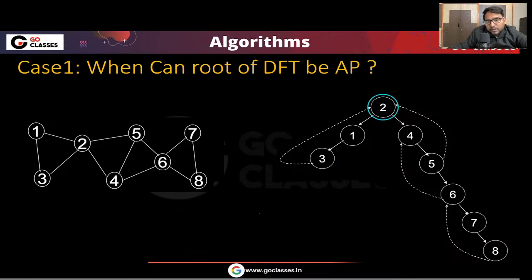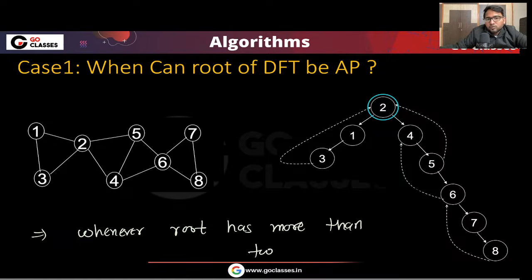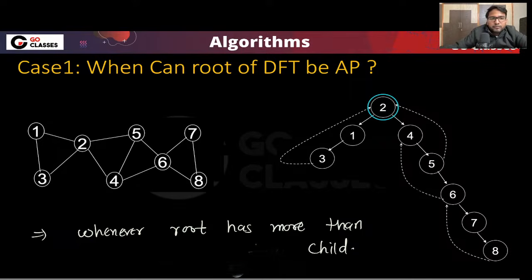So basically you can say whenever the root has more than one child. Let me know if that is fine. Anyway, let me write more than one child. Is this okay to everyone?